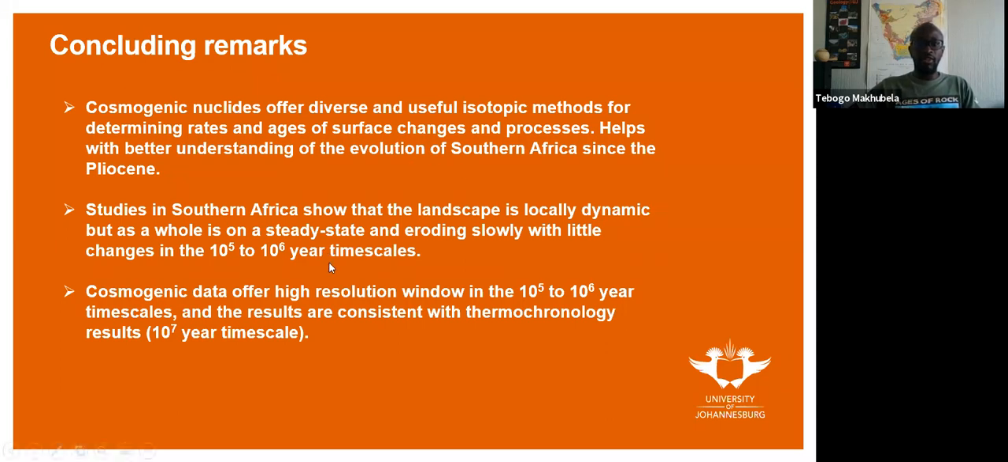And all the studies that have used cosmogenic nuclides in Southern Africa show that while the landscape is locally dynamic, as a whole, it is in a steady state and eroding slowly, with little change on the 10^5 to 10^6 year time scales. These results offer a high resolution window in that time scale, and the results are consistent with thermochronology results that are on the 10^7 year time scale. And I would like to conclude with this slide.